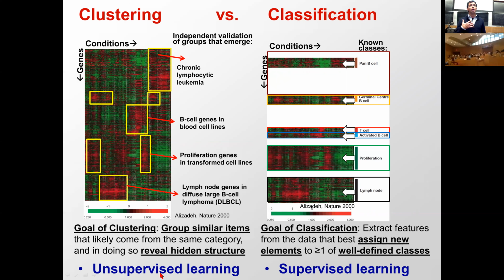So we don't give you any labels, we just say, find patterns in the data, and to do that, you basically just look for similar genes or similar conditions.